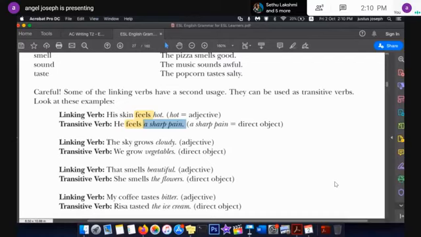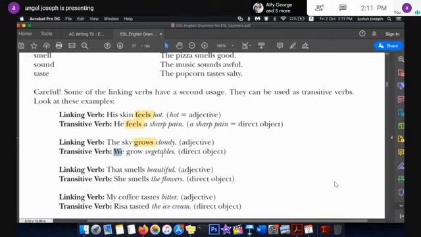Look at the next example. The sky grows cloudy. Okay, now the verb here is grows. Cloudy here is the adjective. So the verb grows is used here with an adjective, and the verb grows is telling us the condition here of what? Of the sky. So grows, this particular word here, is used as a linking verb.